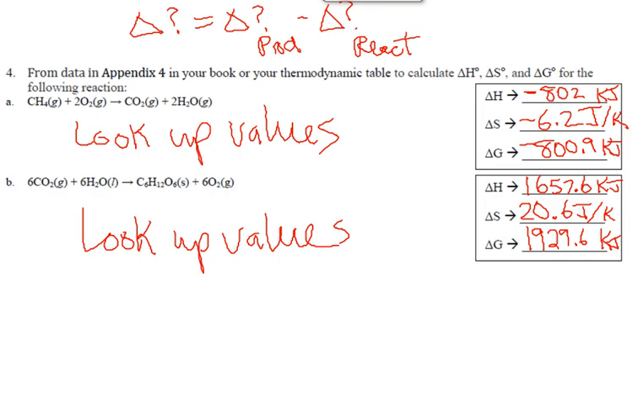Number four, I decided not to write down every single value. I looked up the values, and I did the products minus the reactants. Does that make sense? And so if there's a 2, I multiplied the value for water by 2, the value for oxygen by 2, and I just did the products minus reactants for all three components. Would you like me to zoom in on the three components?